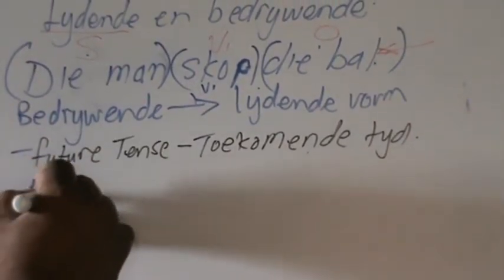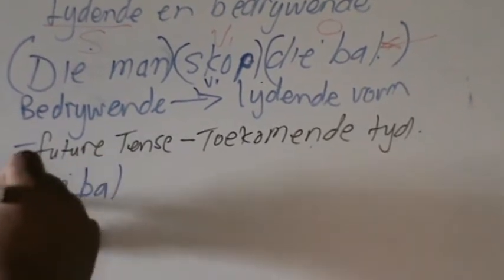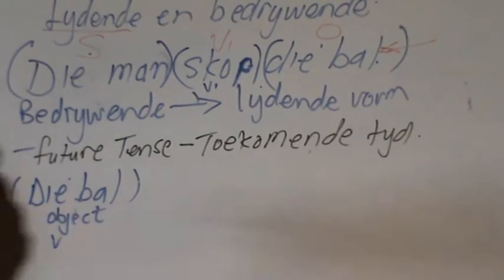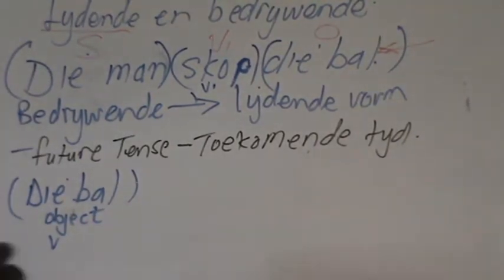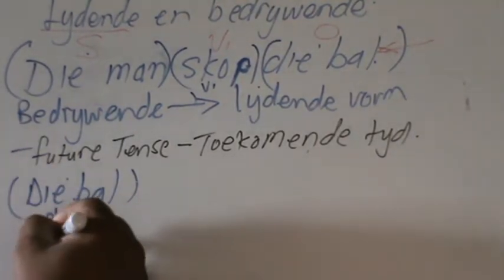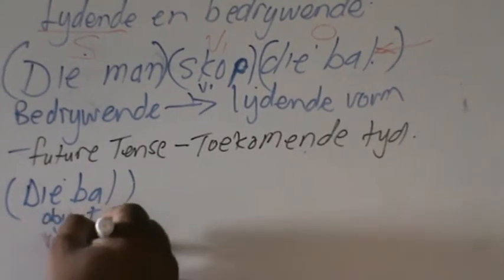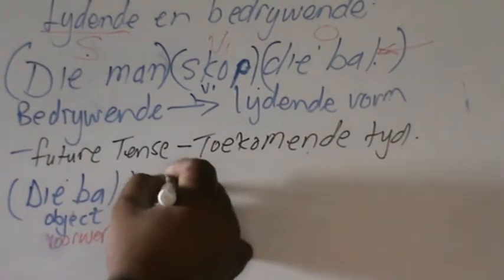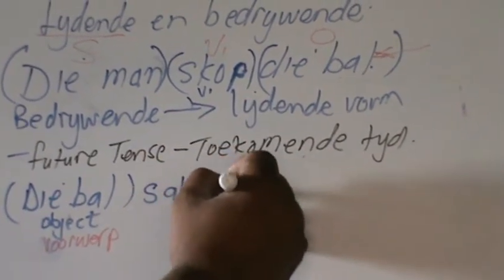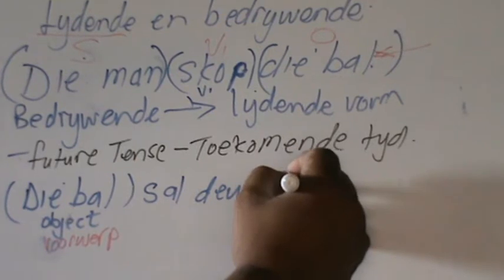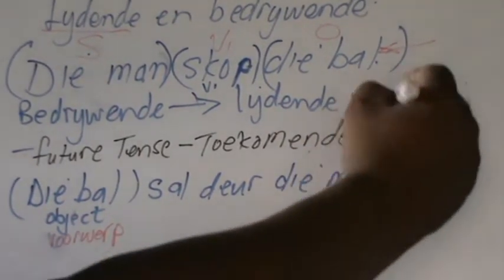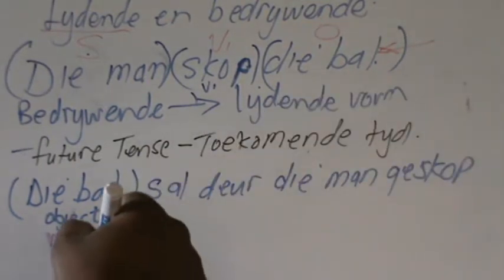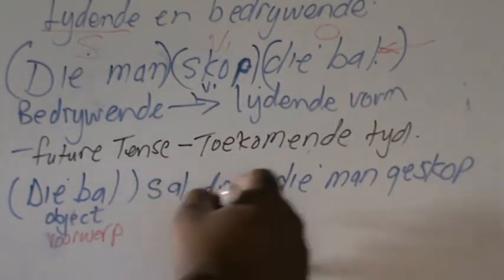Die bal, this being our object or our voorwerp. Right? In Afrikaans, it is our voorwerp. Right? Die bal sal deur die man geskop word.